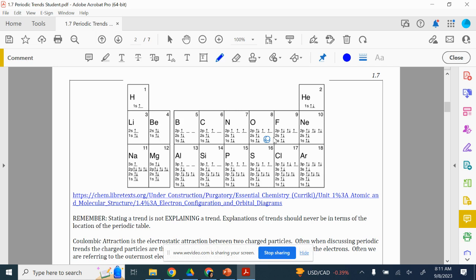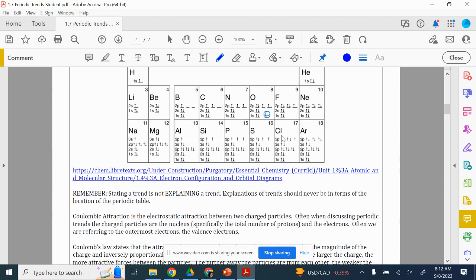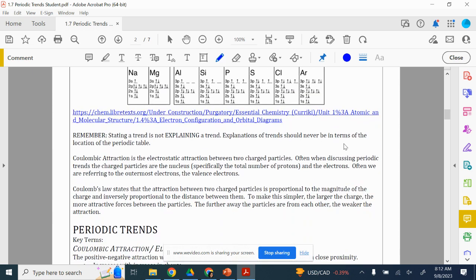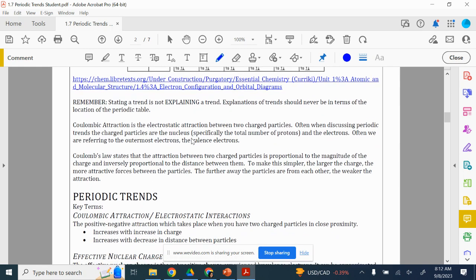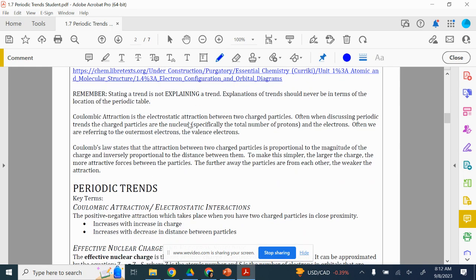You need to reflect back to Coulomb's law. You don't have to say Coulomb; you've got to explain Coulomb's law to them. So just saying, as we move down the column, it can become more reactive because of Coulomb's law, gets no points. You've got to explain it. Just stating a trend isn't going to do it. Just saying Coulomb's law isn't going to do it. You got to explain it.